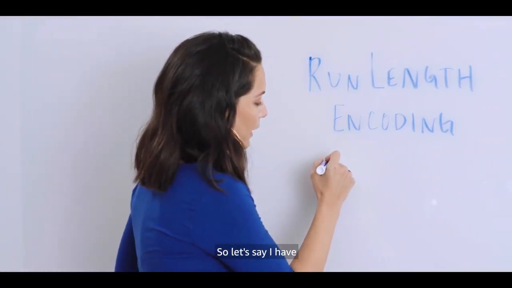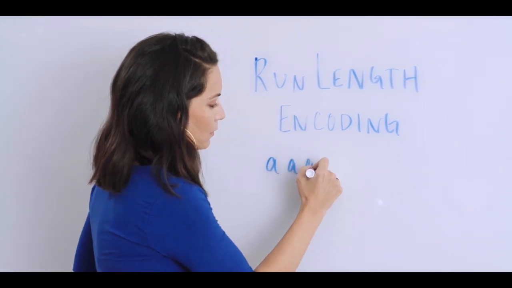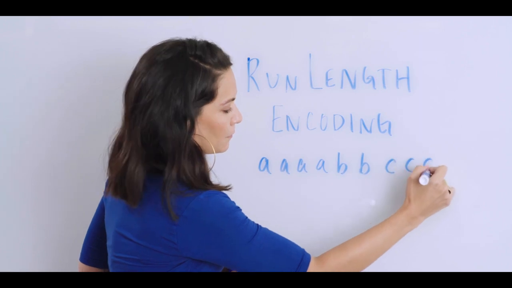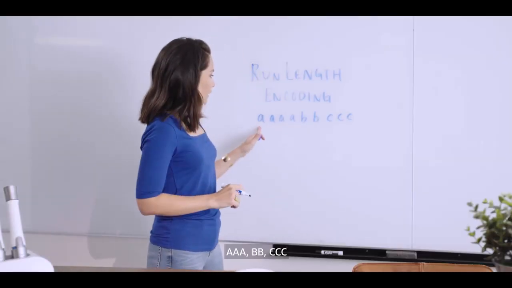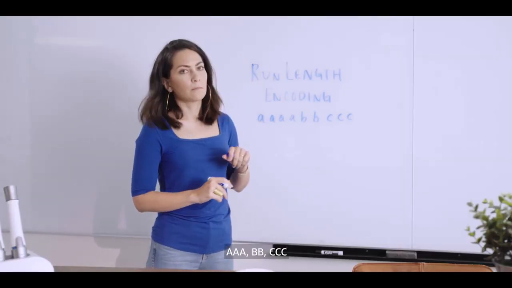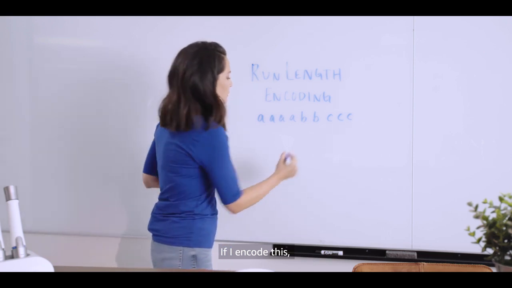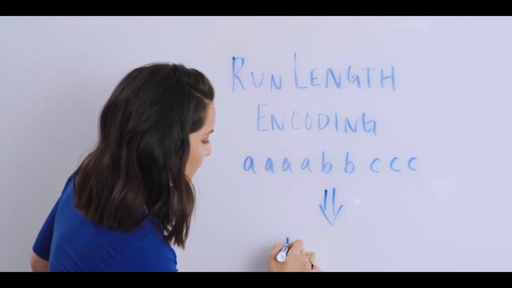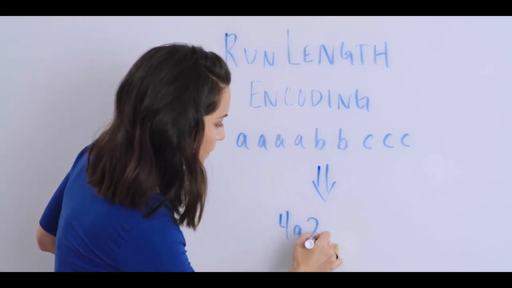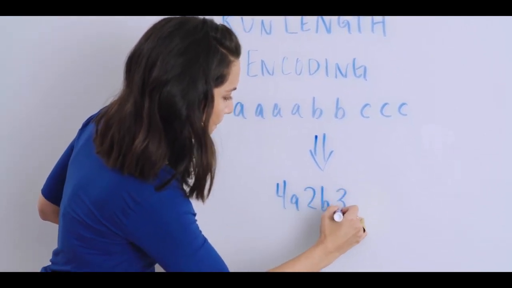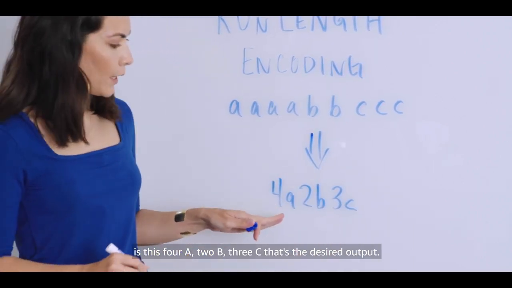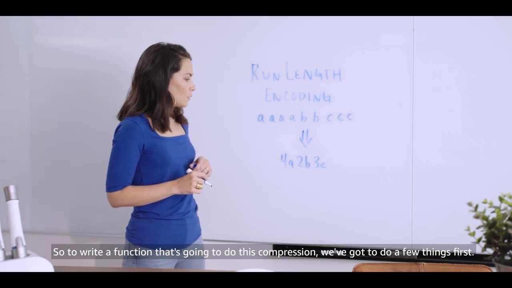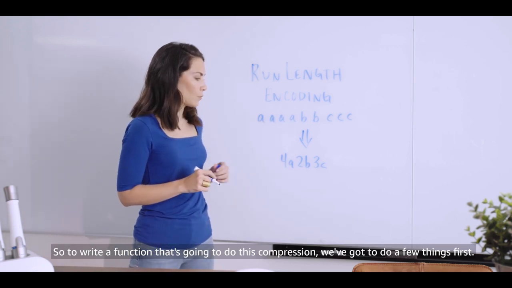So let's say I have a string of characters. A, B, B, C, C, C. If I encode this, what I should get is this, 4A, 2B, 3C. That's the desired output.